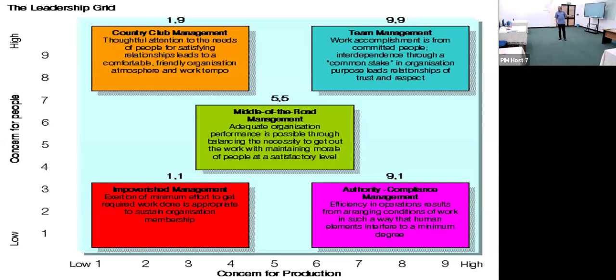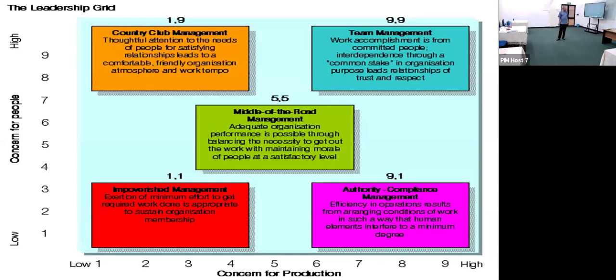So what is the name they have given? Country club management. So people come and do everything other than working. See, highest concern for people, but lowest concern for production. But can they survive? Short term. Long term, they will perish. There's one extreme, 1,9. Actually, it should be comma. They have put it as a dot, but it's a comma.